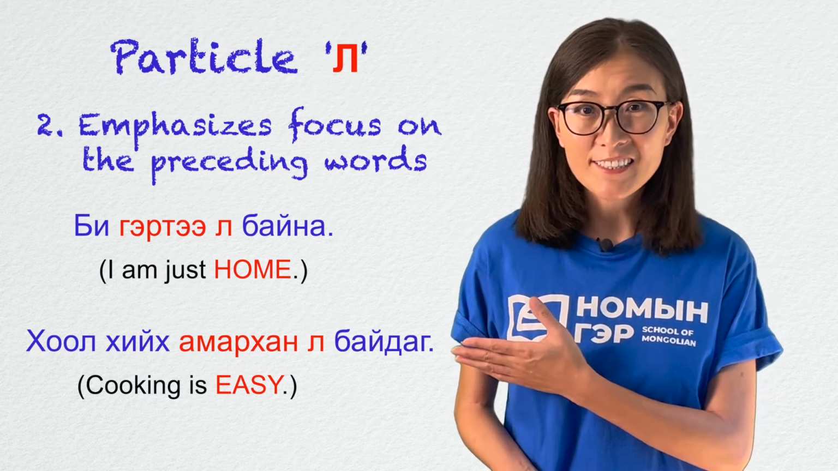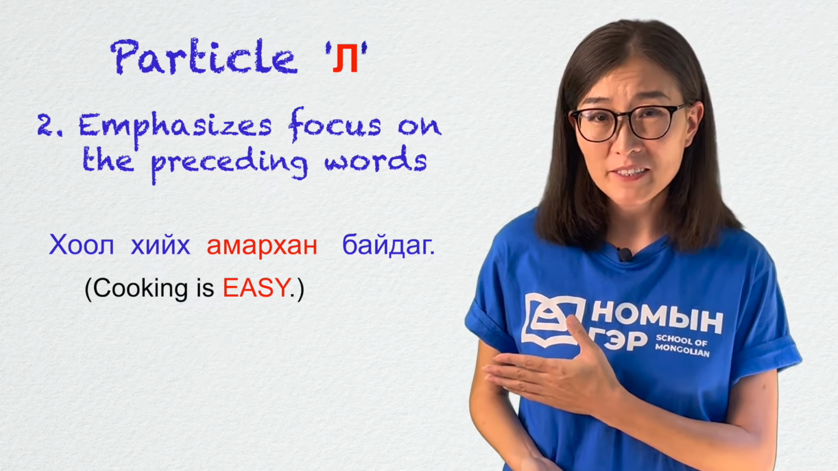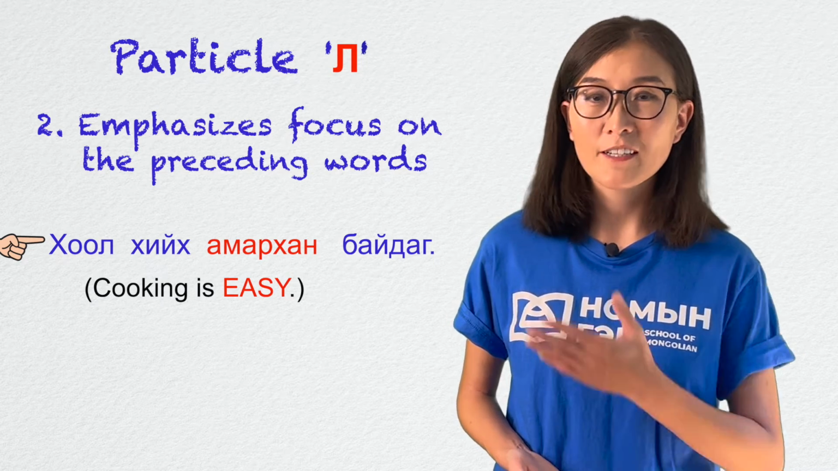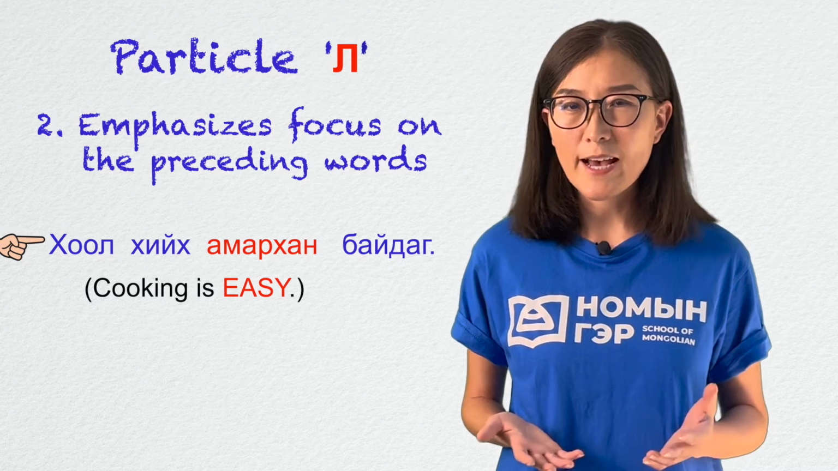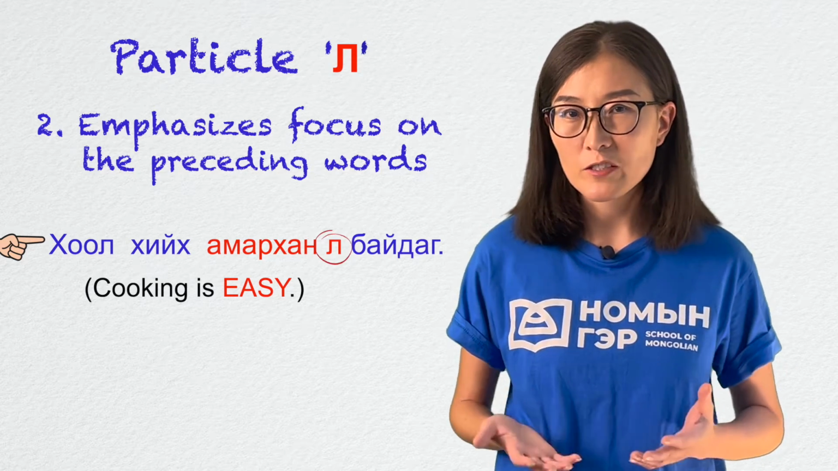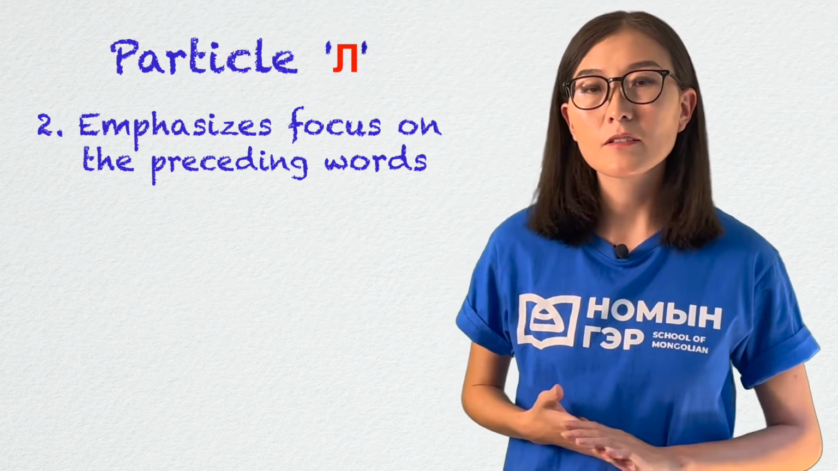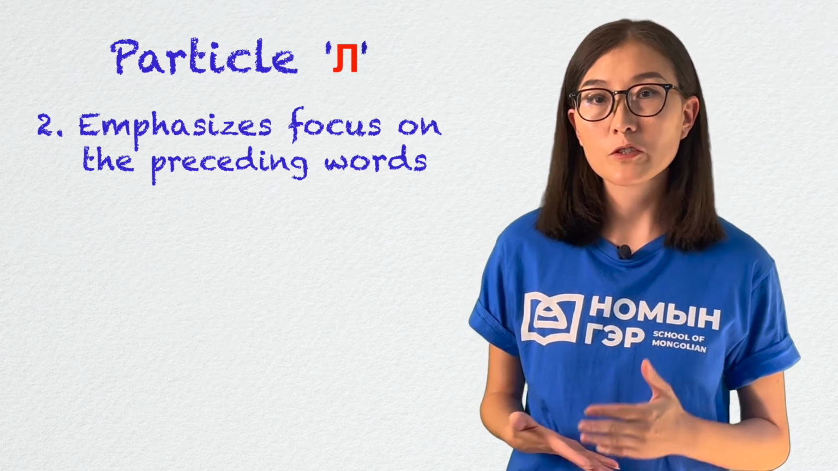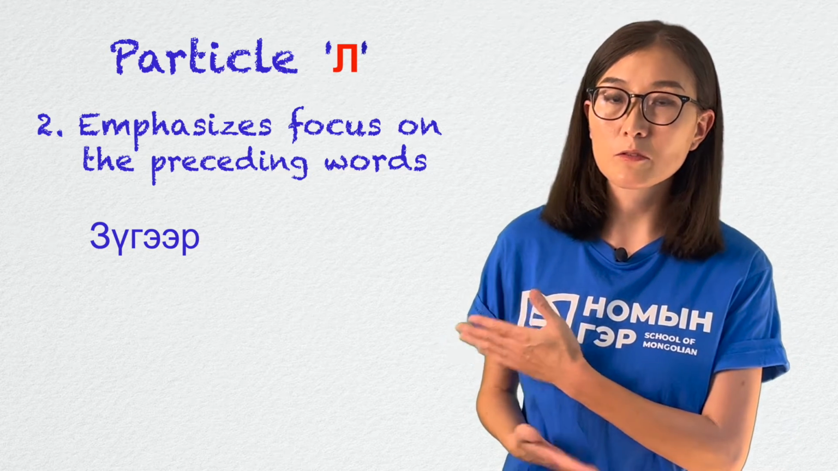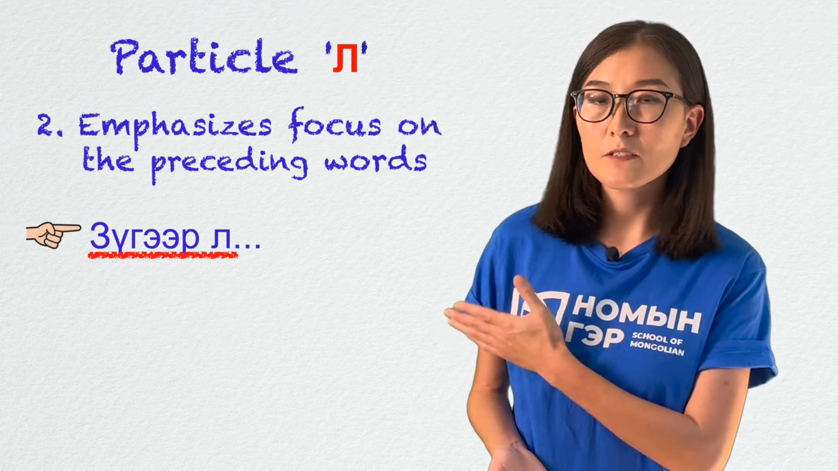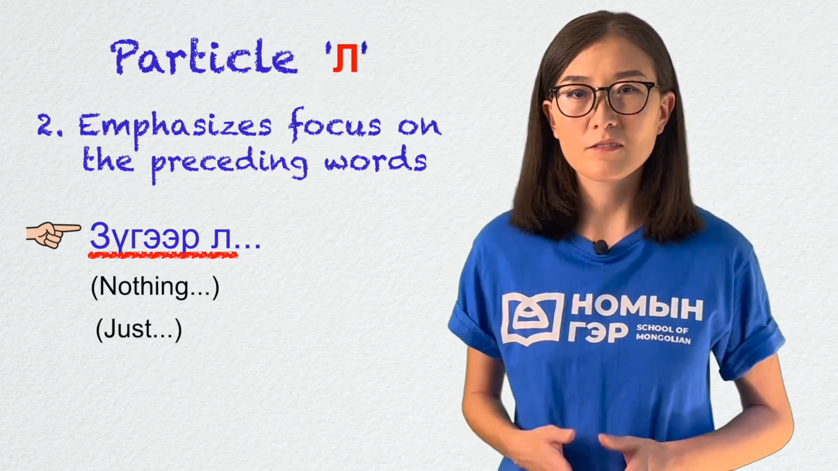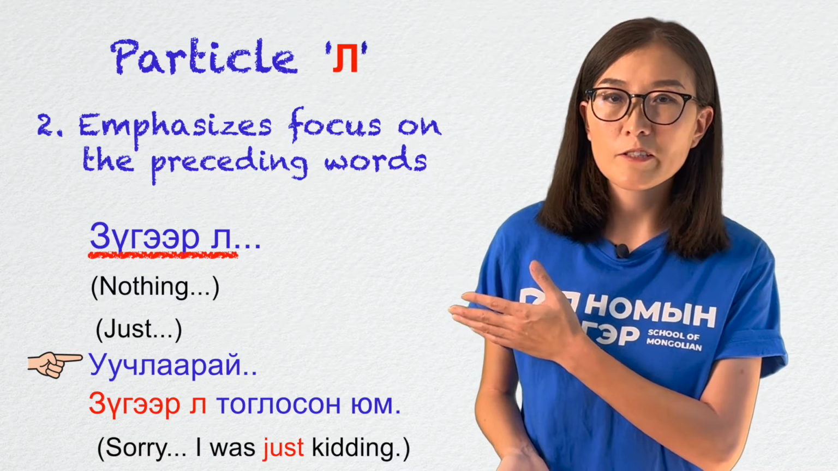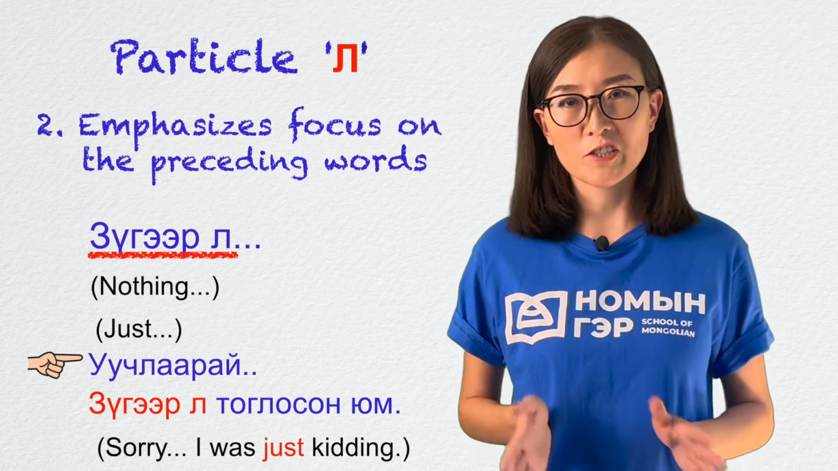Cooking is easy. So this one it's not so clear sometimes. Can't you just say хоол хийх амархан байдаг? Yes, you can. This just adds more emphasis and slightly changes the mood of the speaker. Also, this is very common when it's used with the word зүгээр. So it becomes зүгээр л, which means like nothing, just. Уучлаарай зүгээр л тоглосон. Sorry, I was just kidding.